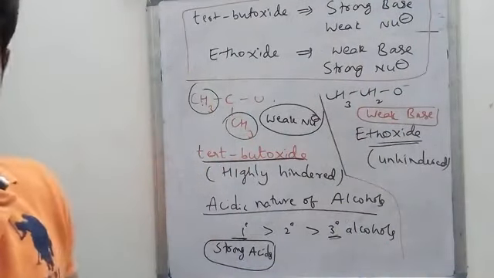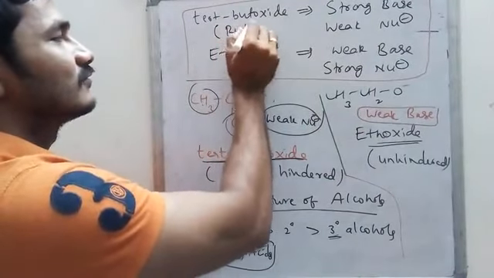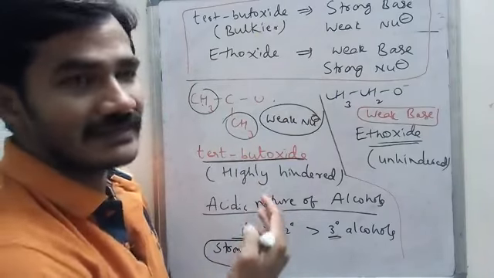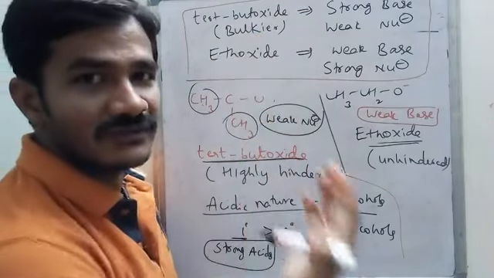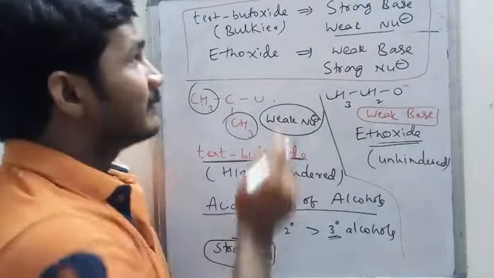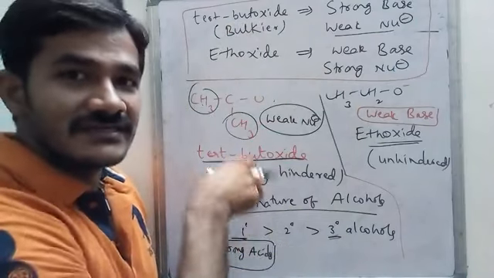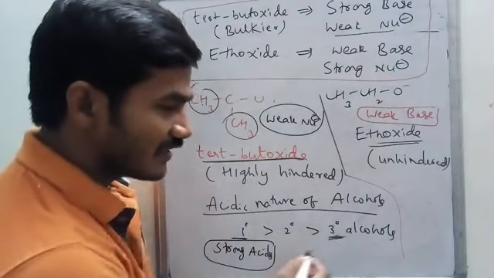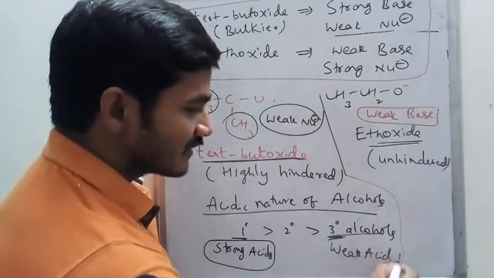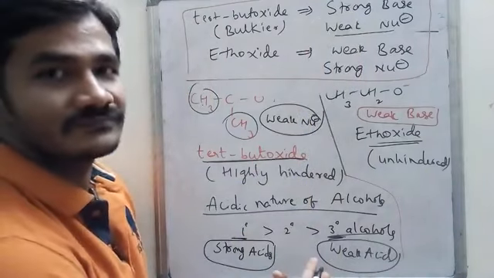Okay. So understand here, I told you tertiary butoxide is a bulkier molecule. Due to bulkiness, the rate of attack of this bulkier molecule on the electrophilic carbon is slow. So it is a weak nucleophile. But tertiary butoxide is a conjugate base. Its acid is tertiary butyl alcohol. Tertiary alcohols are weak acids. When tertiary alcohols are weak acids, its conjugate base becomes strong.